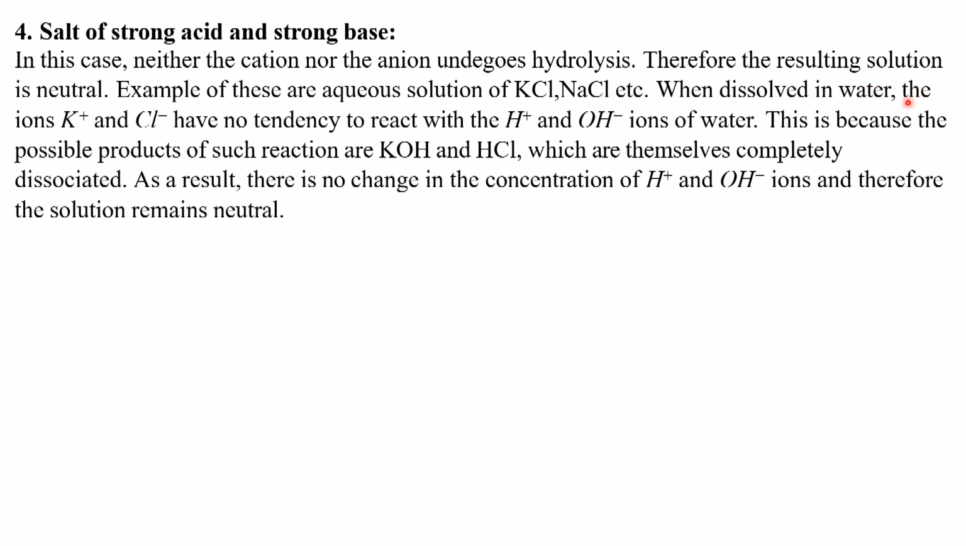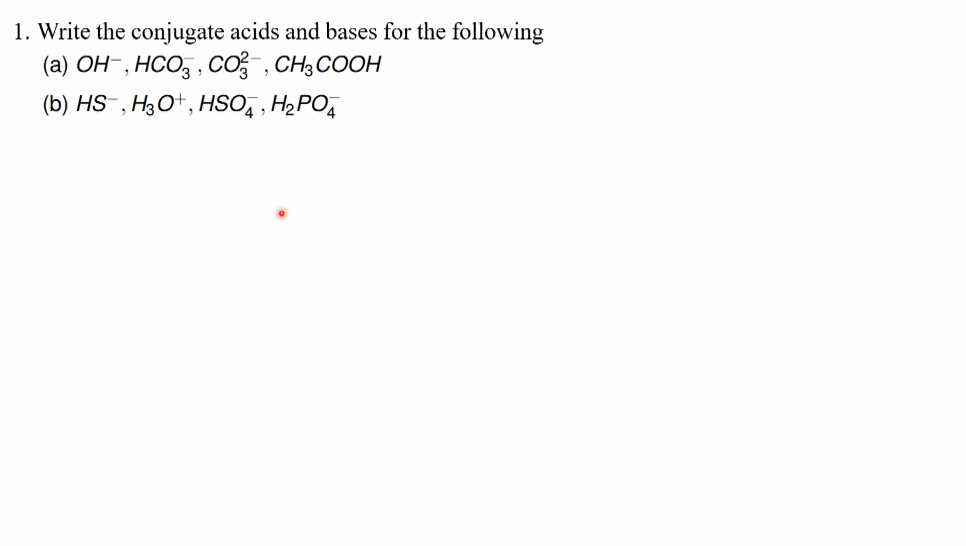When dissolved in water, the ions K plus and Cl minus have no tendency to react with the H plus and OH minus ions of water. This is because the possible products of such reactions are KOH and HCl, which themselves are completely dissociated. As a result, there is no change in the concentration of H plus and OH minus ion, and therefore the solution remains neutral. Next we discuss some problems related to this topic.